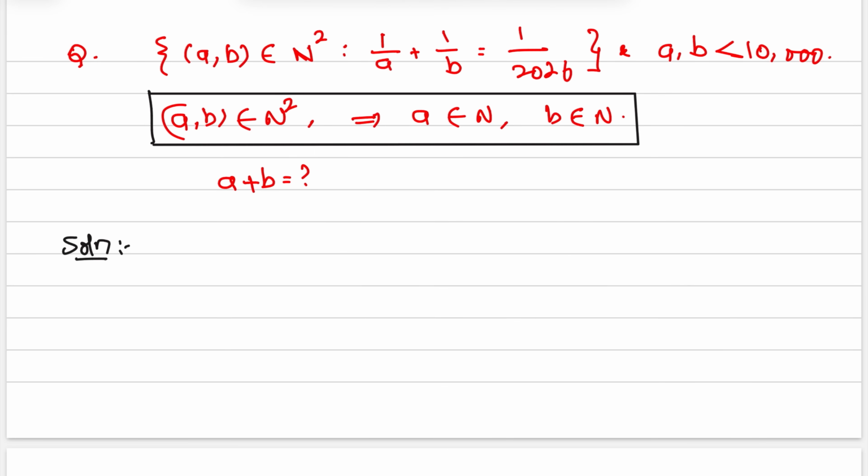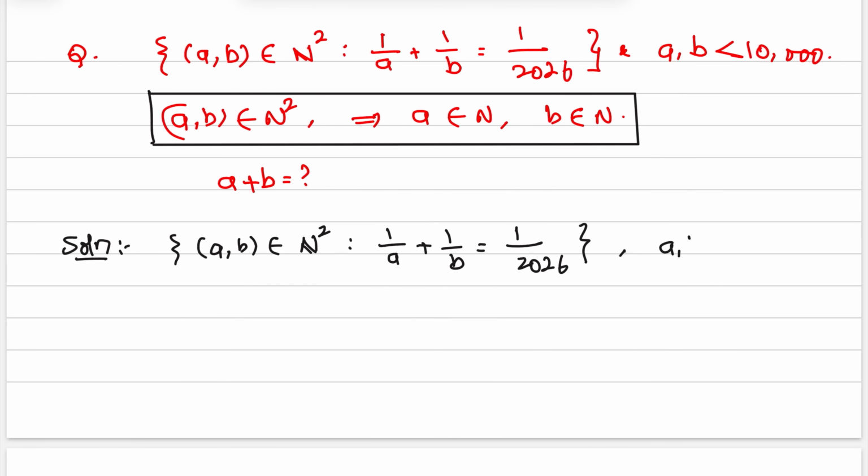What is given? The pair (A, B) belonging to N square is such that 1 by A plus 1 by B is equal to 1 by 2026. And it is also told that it's a Diophantine equation. That means A and B are integers, rather natural numbers. It's already written here. And A, B are less than 10,000. Each is less than 10,000. This is the question.